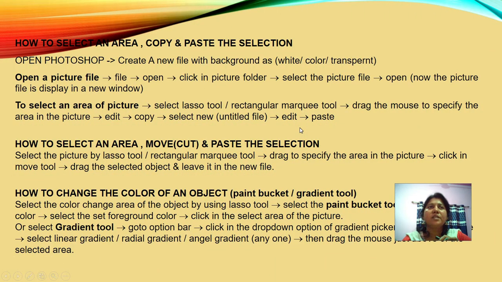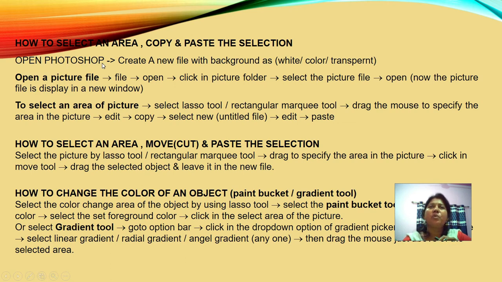So students, as already we are having the idea about the basic things of Photoshop, means how to open the Photoshop, how to create a file, open a file, close a file, save a file, reverting of your file. Okay, so now we start with how to select an area, then copy it and paste it in the selection. Okay, the procedure is the same thing.